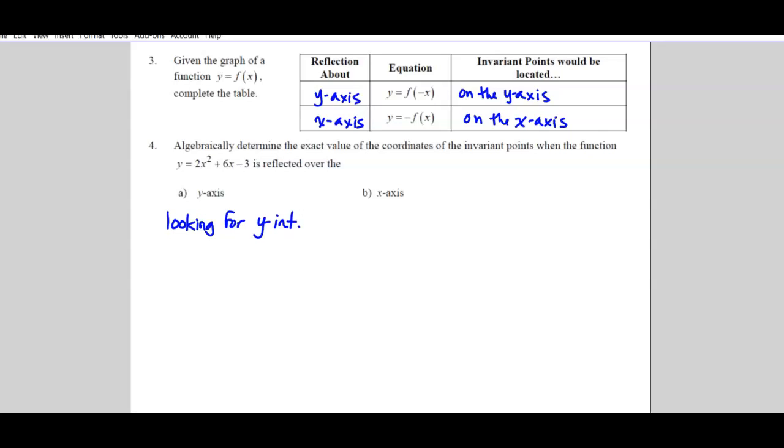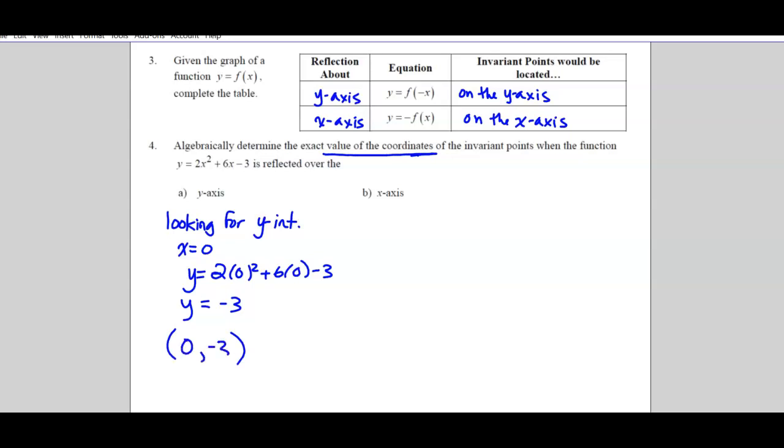Well, the y-intercept is when x is 0. And you don't even need to substitute. It's just the constant term. It says the exact value of the coordinates, so we need to show this in coordinate form. So that's a y-intercept, so that's (0, -3).